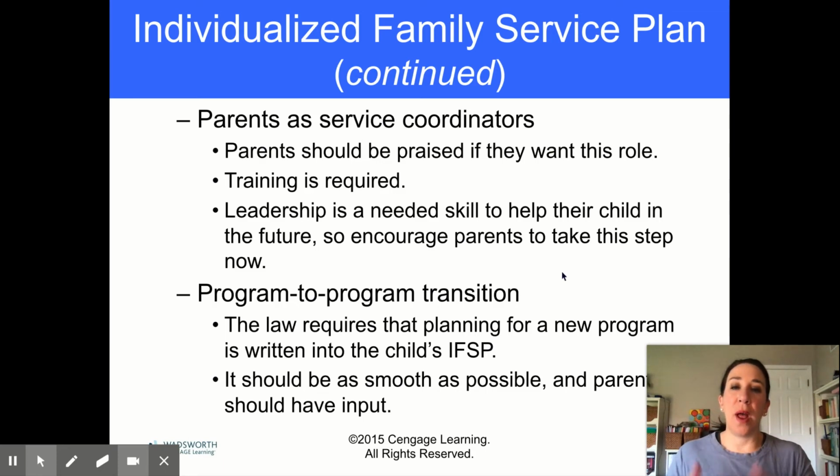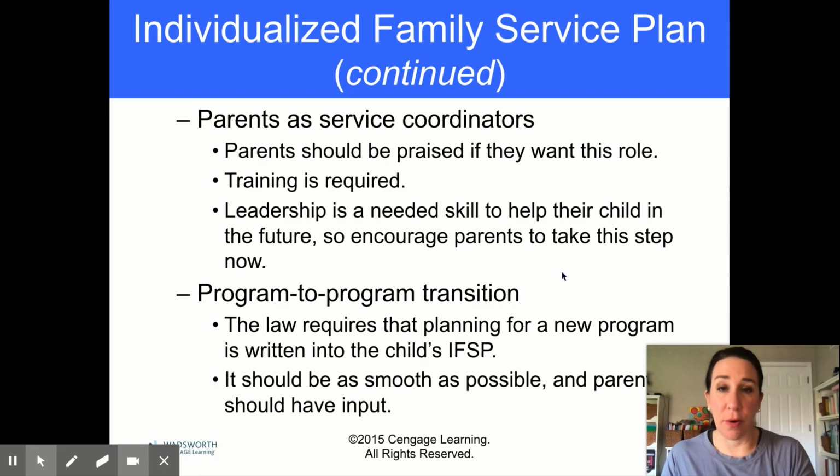And then when a child is moving from an IFSP to an IEP, so at 36 months, there is a transition program that needs to be undertaken. So this is important because a child's going from a whole set of caregivers and service providers into a whole new land, into a preschool or child care facility. And so there needs to be some sort of transition program in place. It's required by law to make that as smooth as possible. And of course, parents should have input.